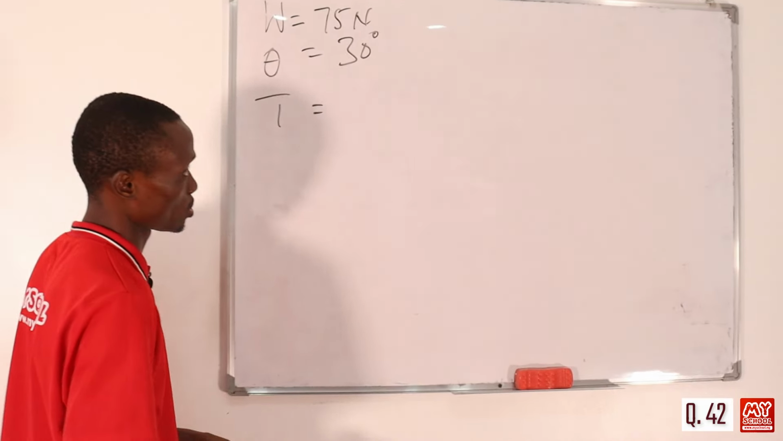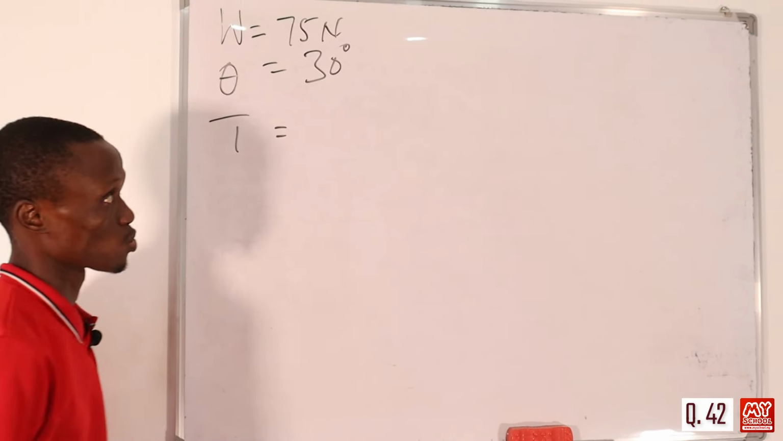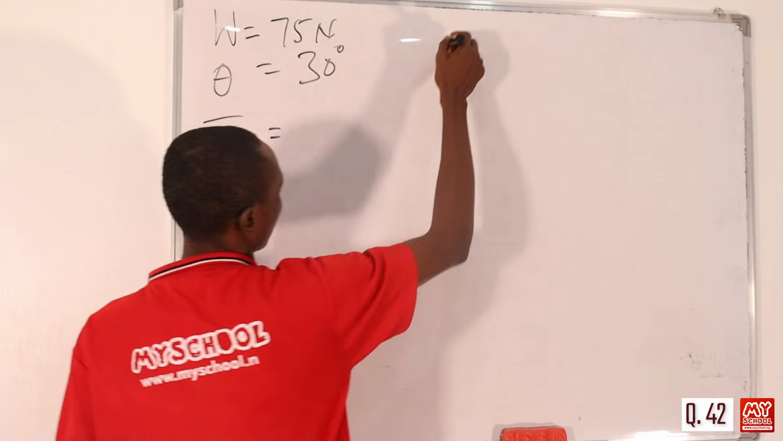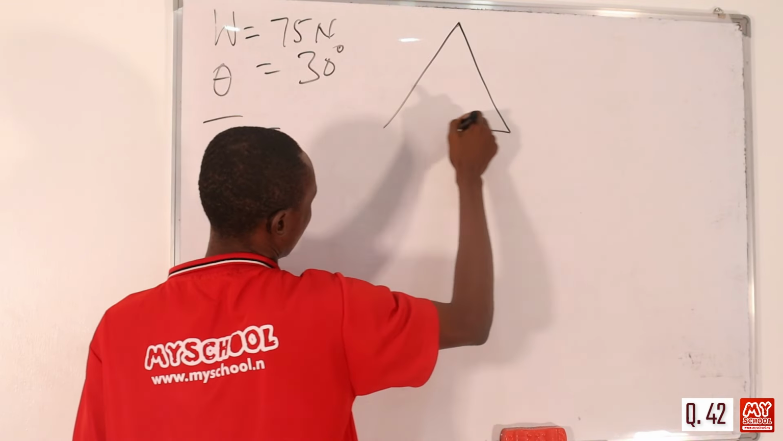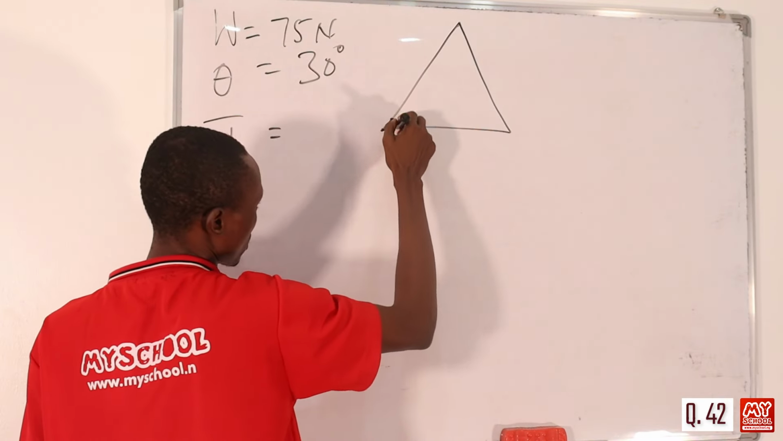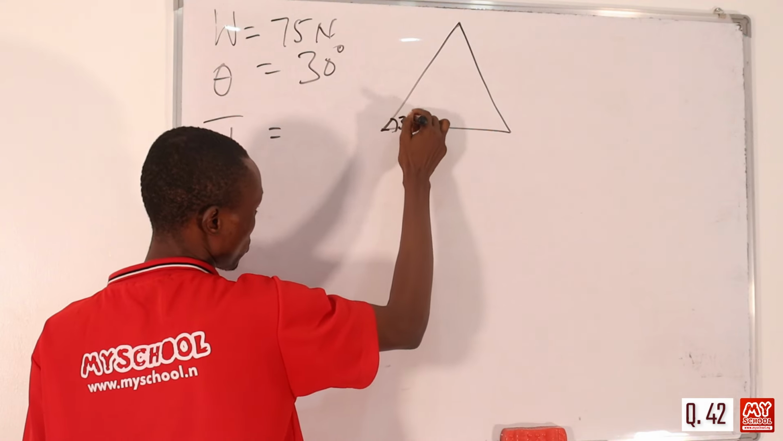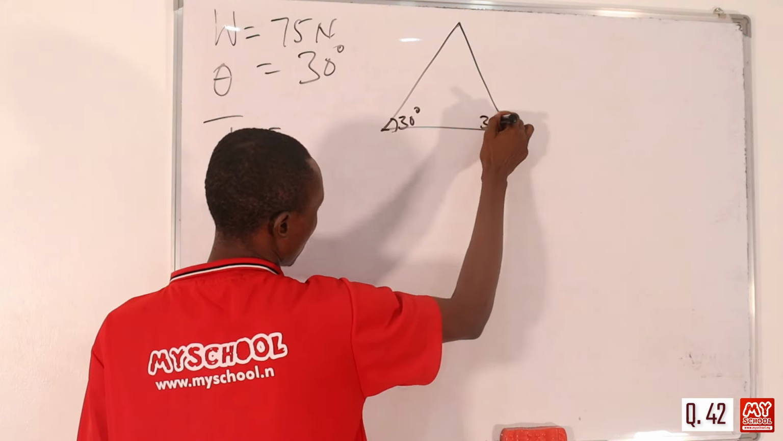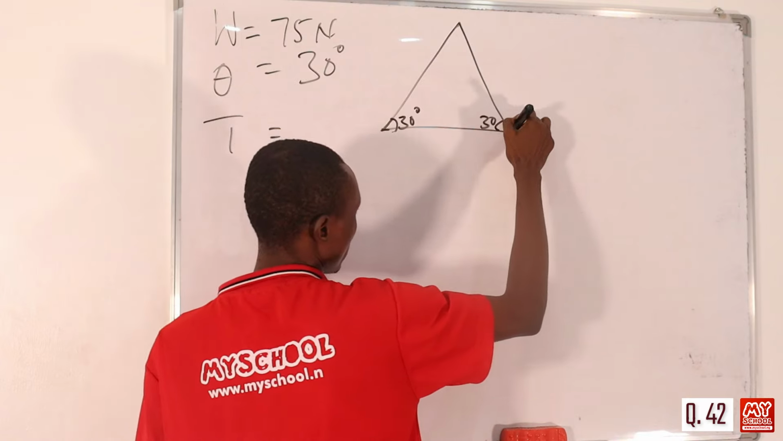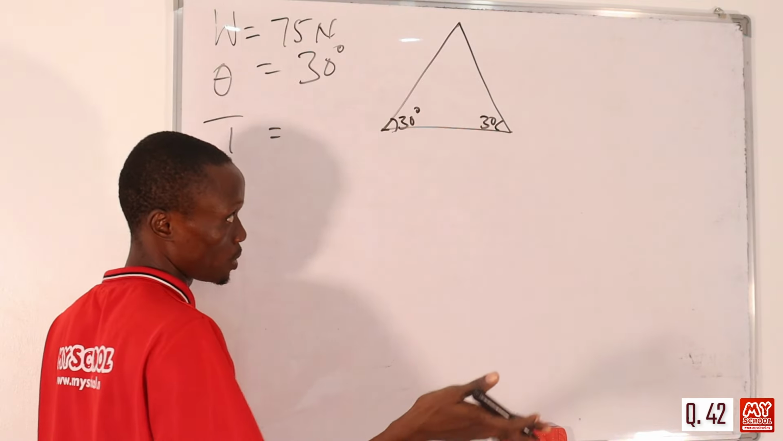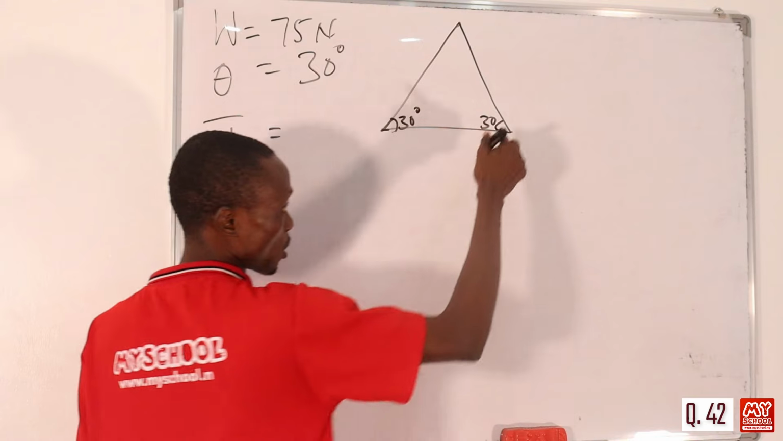To solve this question, it's necessary for us to make a sketch. So let's make a sketch of the mirror. Let's say this is the mirror, and it makes an angle of 30 degrees. So here is 30 degrees, here will also be 30 degrees. But remember, the cord has two components, the vertical and the horizontal component.